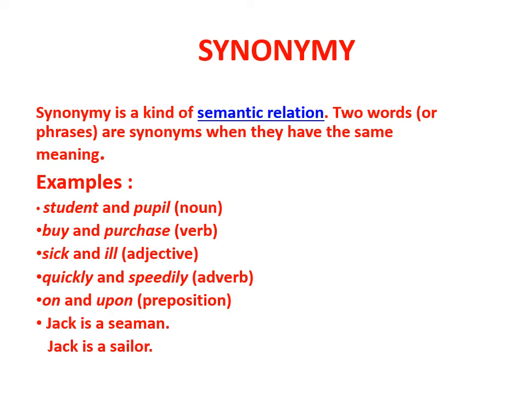Jack is a seaman. Jack is a sailor. So when we say a sailor, or like in sport, sailing sport, if someone often sails for a sport, we call him or her a sailor, but not a seaman. A seaman is a fisherman. We also call a fisherman someone who works as a fisherman. We call a seaman. But we don't call them a sailor.